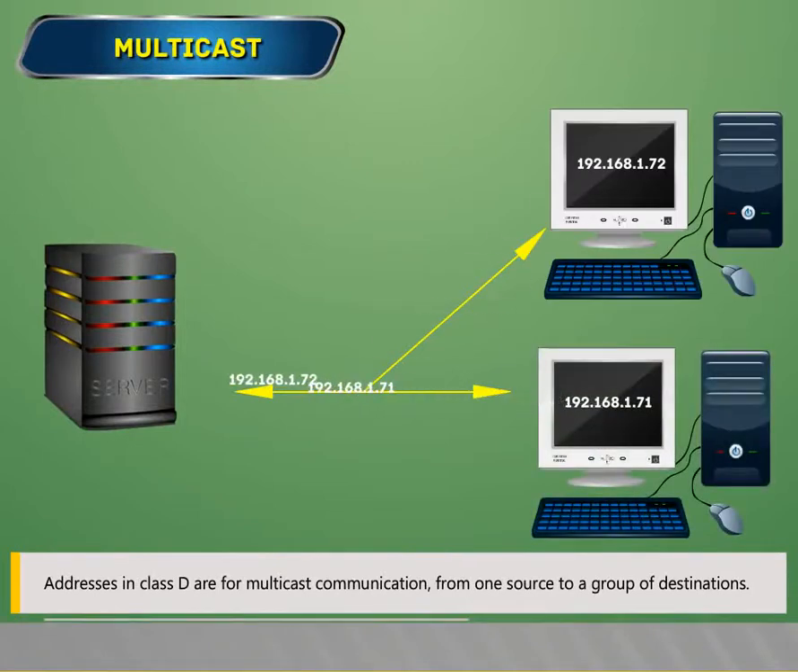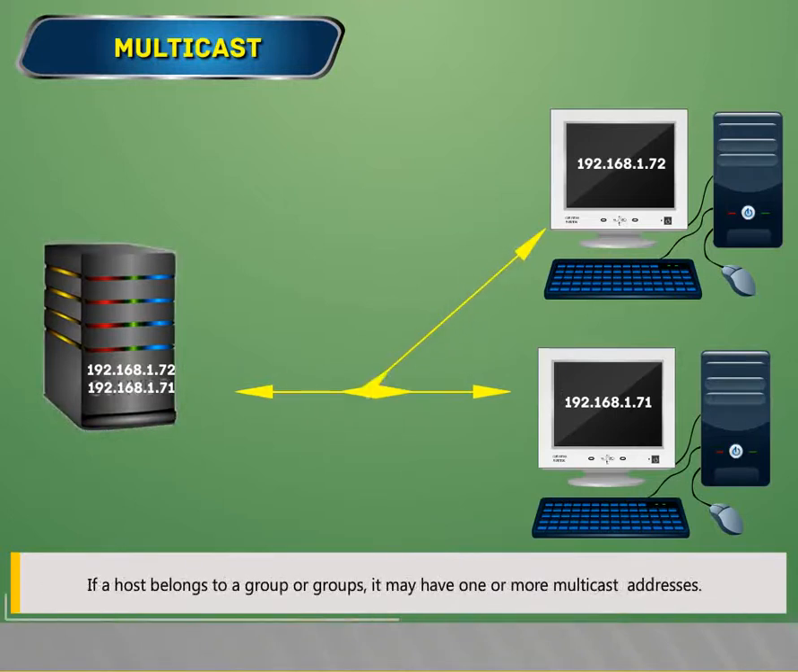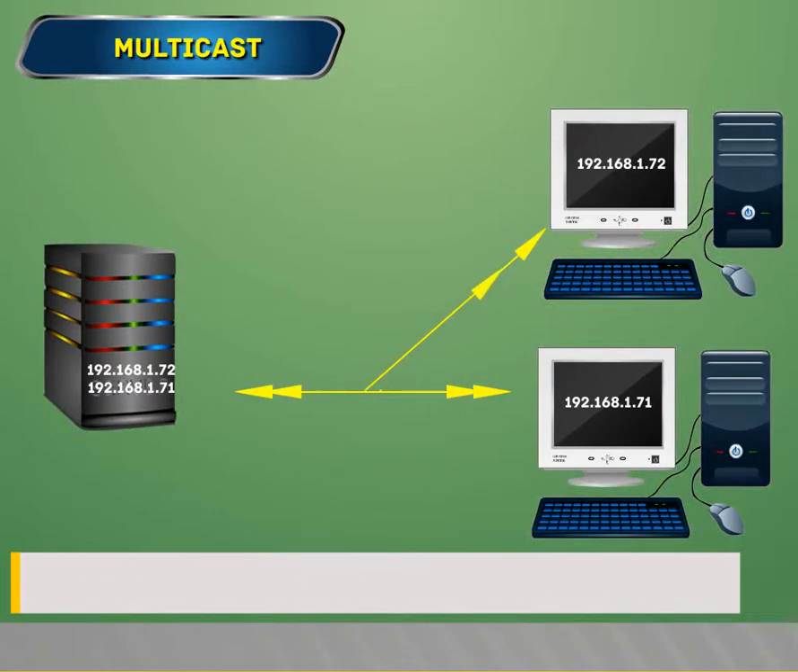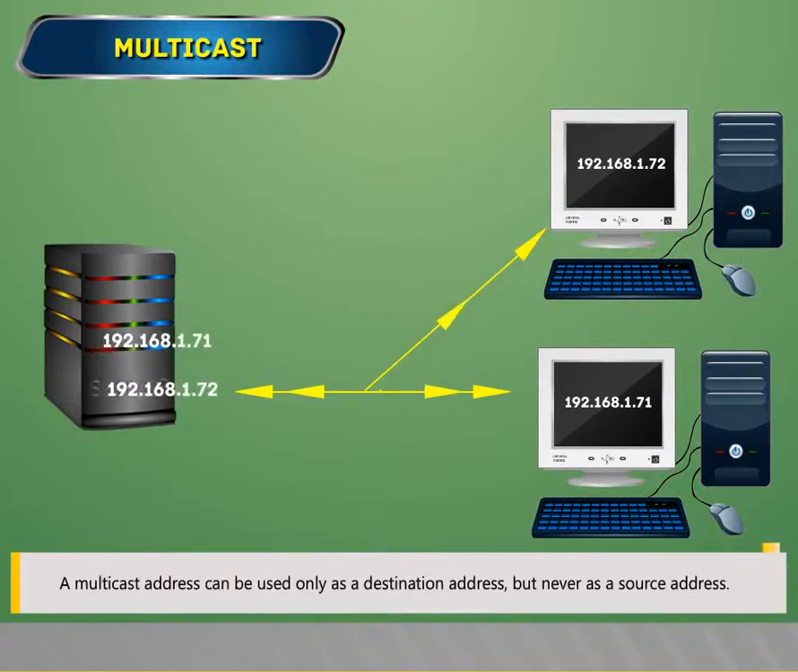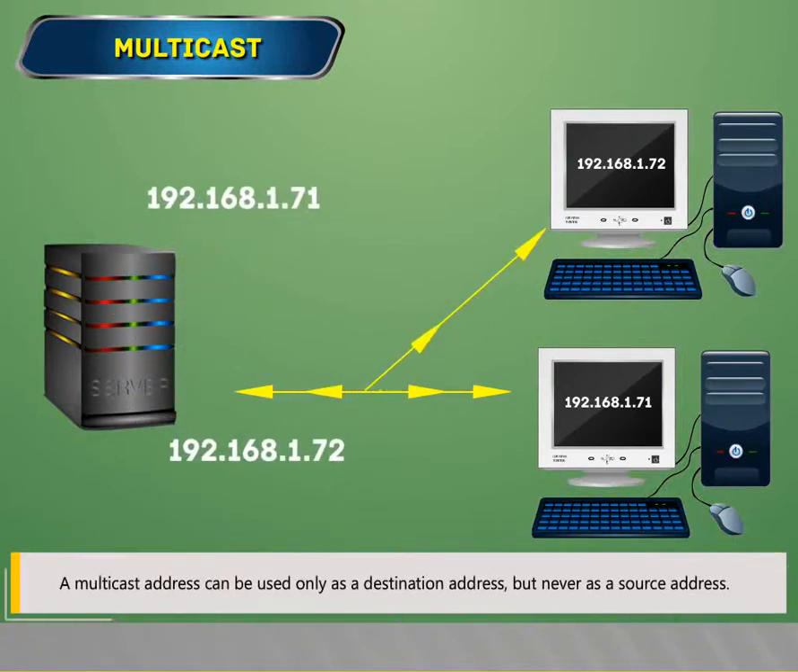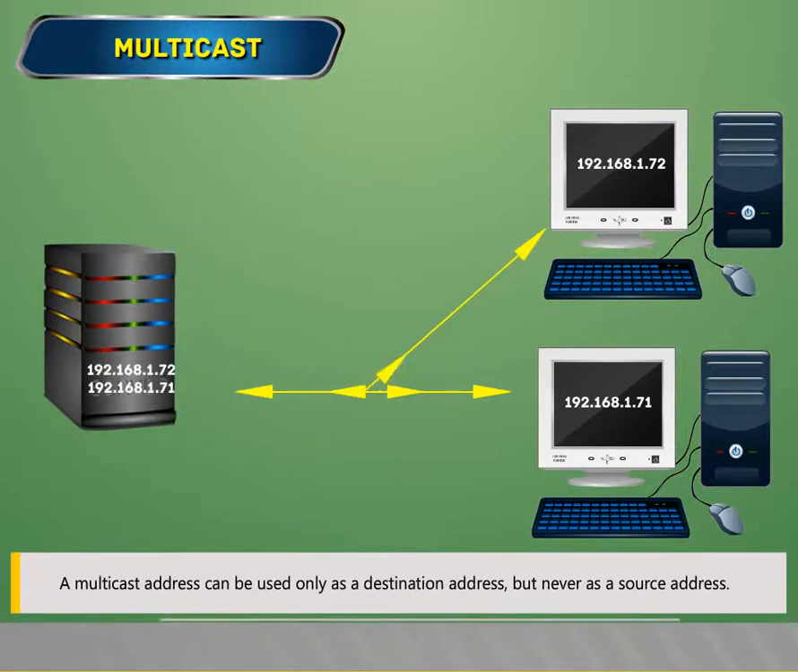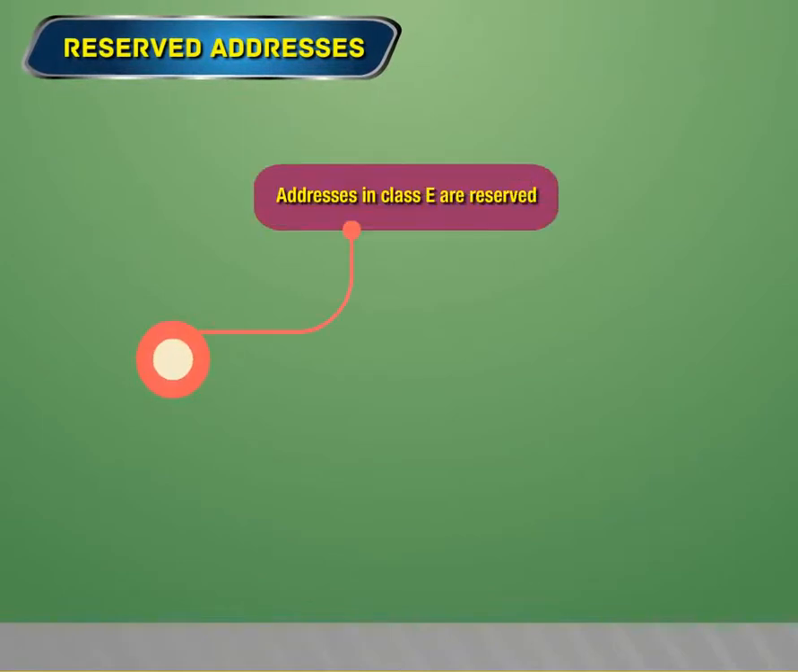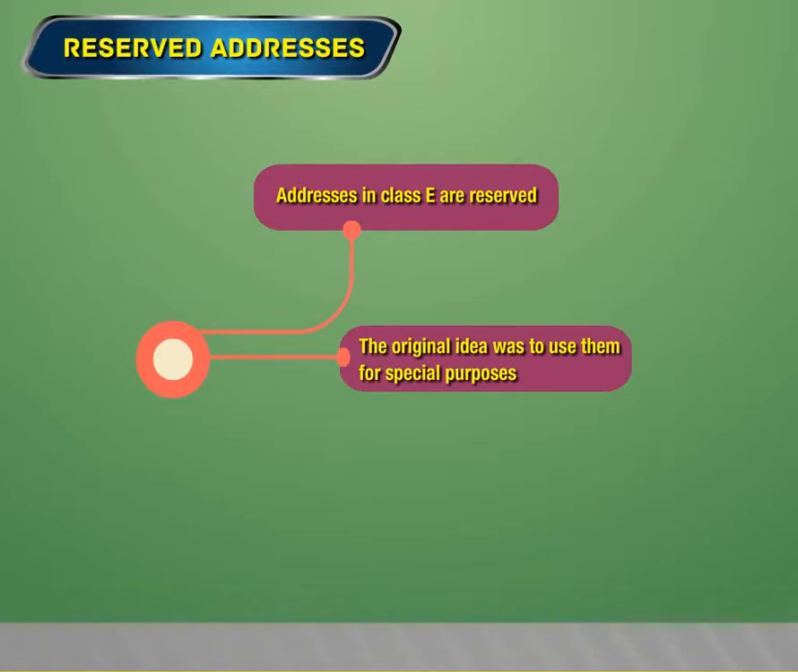Addresses in Class D are for multicast communication from one source to a group of destinations. If a host belongs to a group or groups, it may have one or more multicast addresses. A multicast address can be used only as a destination address, but never as a source address. Addresses in Class E are reserved. The original idea was to use them for special purposes. They have been used only in a few cases.